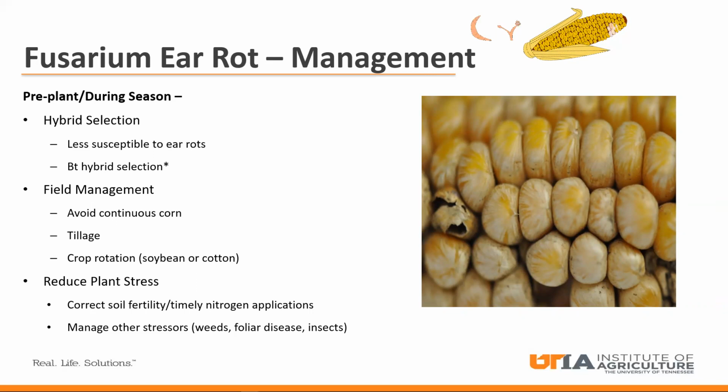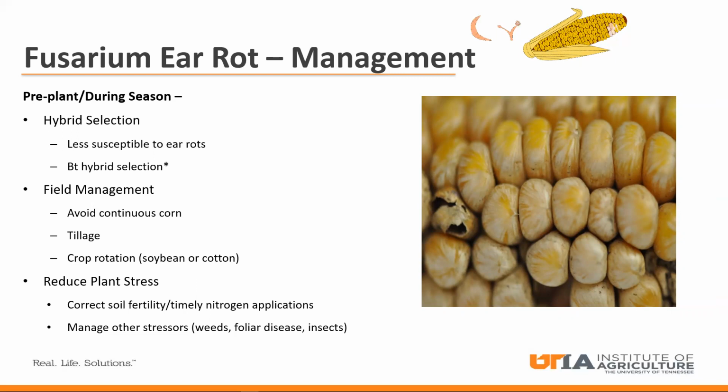So added to the field management section is crop rotation, particularly soybean and cotton. Rotating one of these crops with corn will help reduce the overall inoculum, not just the ear rot pathogens, but also many other pathogens that can be affecting your corn, which can, once again, like I said, exacerbate disease and your ear rots.